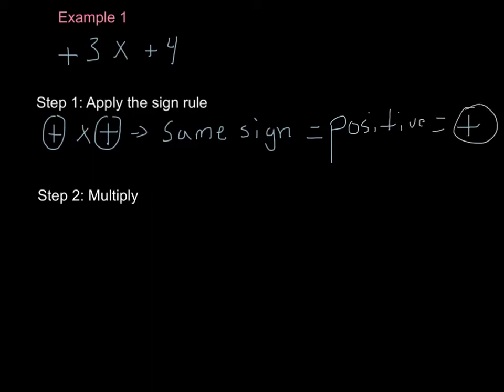Now, once we know what our sign is going to be for our answer, let's take a look at our second step, which just says multiply. So we've got 3 multiplying by 4. That gives us 12. When we combine both together, our positive and our answer, we get plus 12. All we have to do is apply the sign rule and multiply. Fairly simple process. Let's try another one.